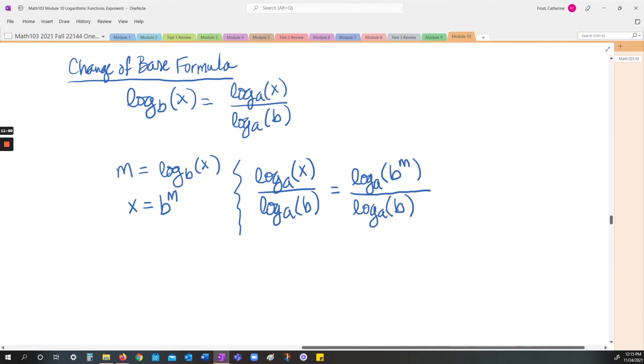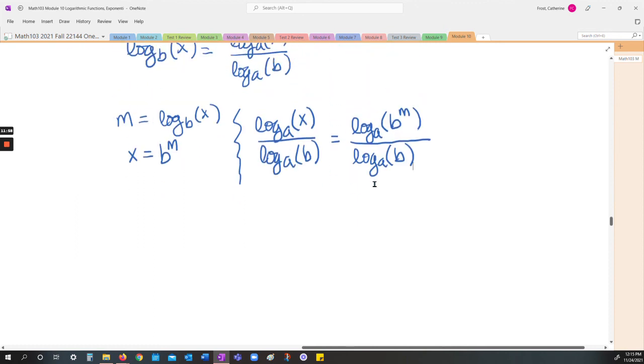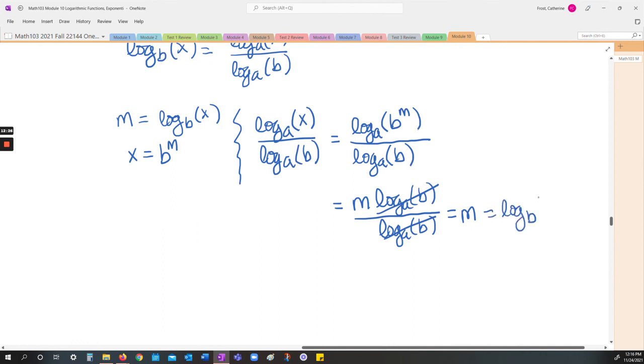So we have that power property that says we can bring m out front as multiplication. So this is the same as m times log base a of b over log base a of b. And log base a of b is some complicated number, but these are the same thing. We can just cancel those. And so this is equal to m. But wait, m is log base b of x. And that's what we wanted to show.